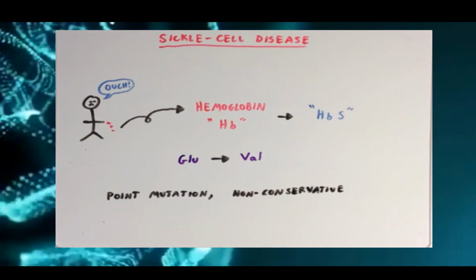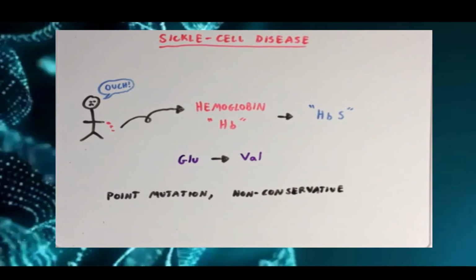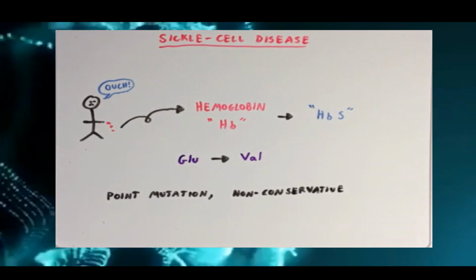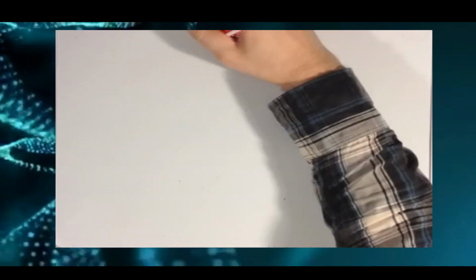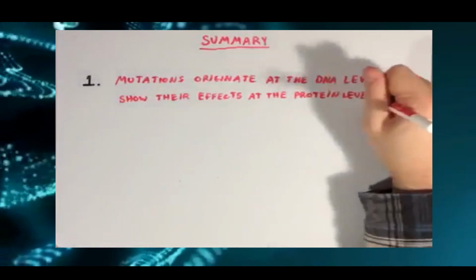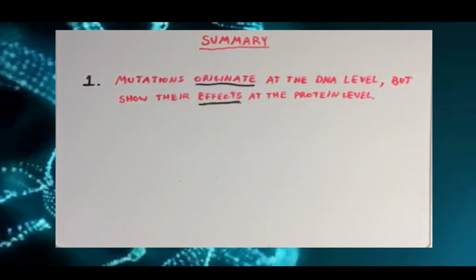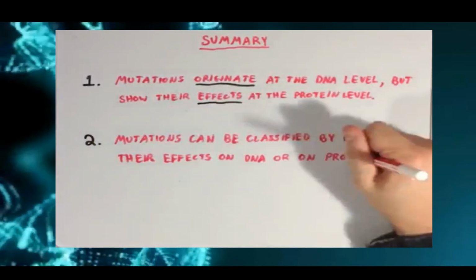Now, we can classify this mutation as a point mutation since only one DNA base is affected, but we can also say that it's a non-conservative missense mutation since glutamate is being swapped out for valine. And the two are different types of amino acid since glutamate is an acidic amino acid and valine is a non-polar one. So, what did we learn?